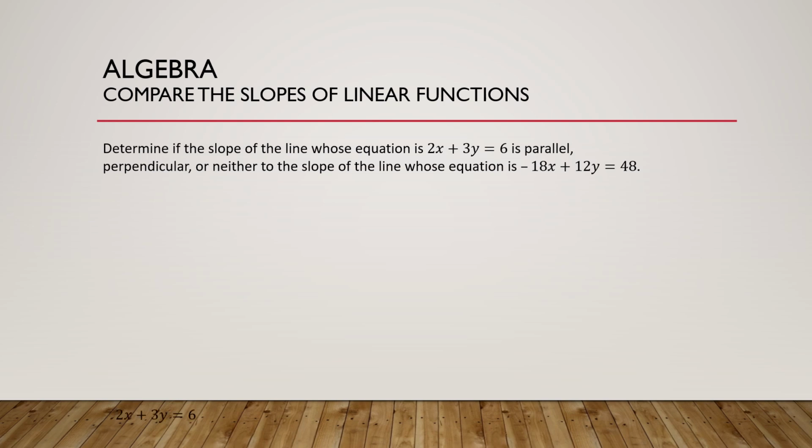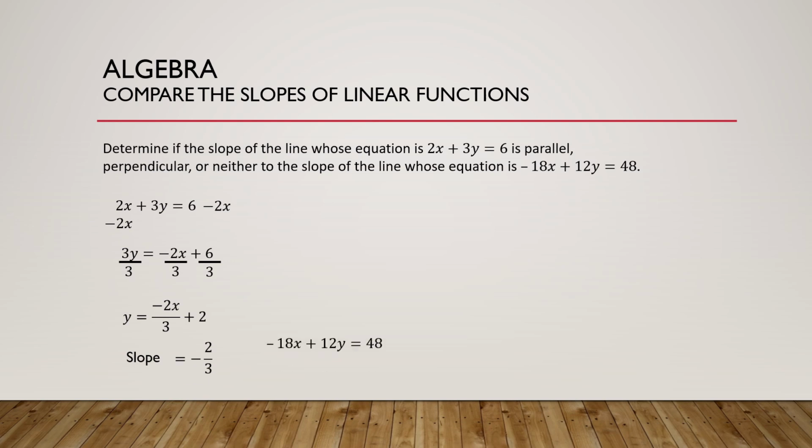For 2x plus 3y equals 6, we first subtract 2x from both sides, giving us 3y is equal to negative 2x plus 6. Then we divide by 3 to get y is equal to negative 2x over 3 plus 2. The slope is therefore negative 2 over 3.